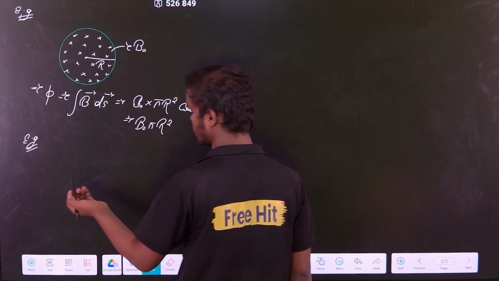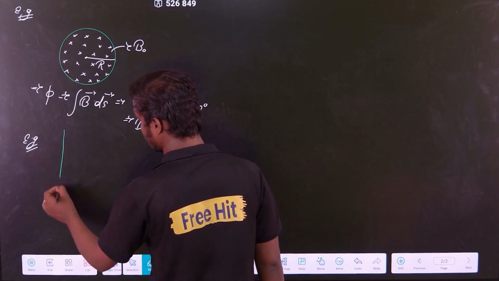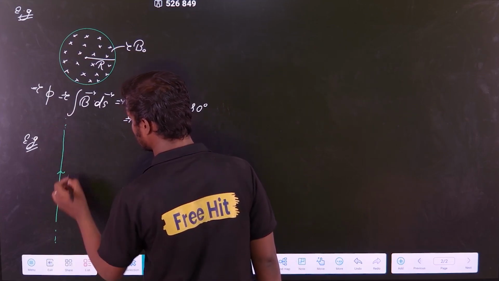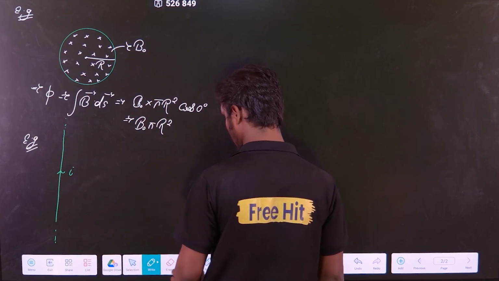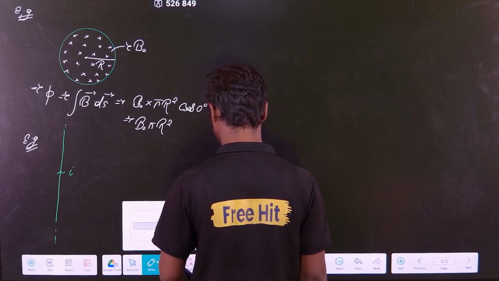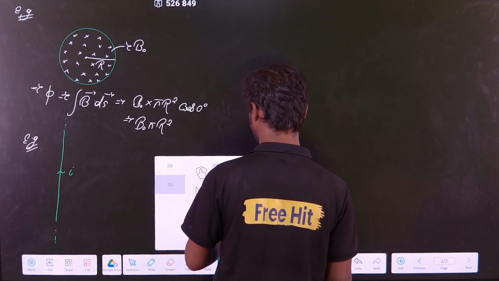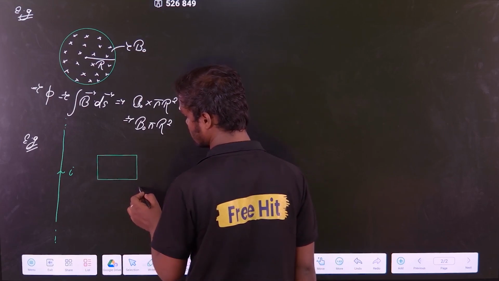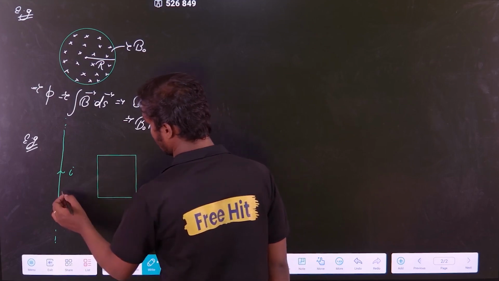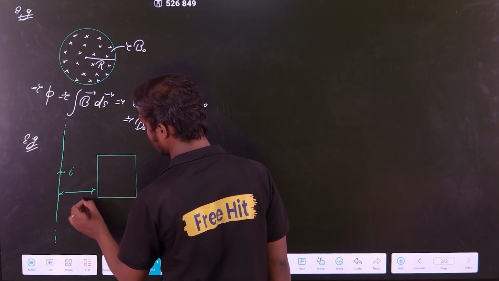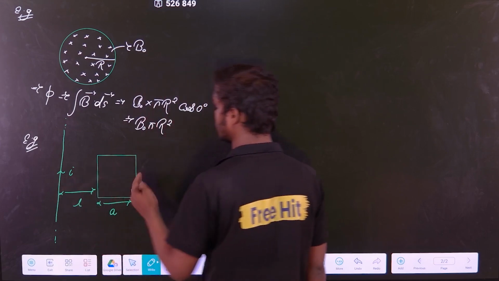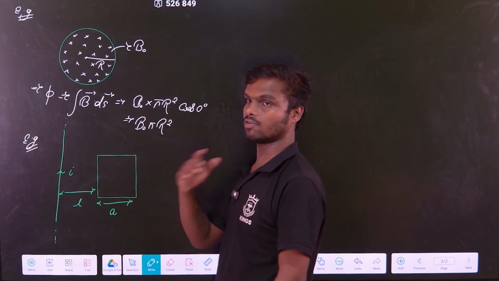What is the other case you can take? Suppose there is an infinitely long wire, and the current is I. Suppose we have a square loop which is placed here, and this distance is L, and this distance is a. You have to find the flux inside it. What is the flux inside this?